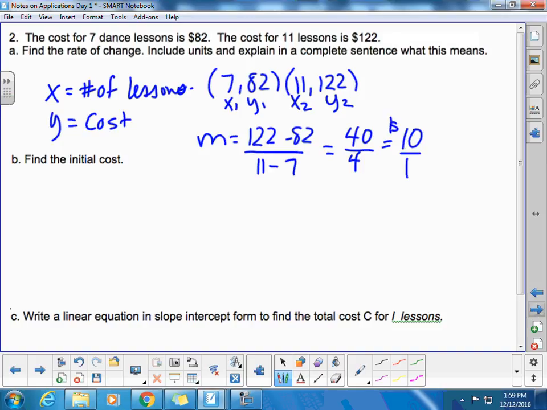So what's the cost? Find the rate of change. It costs $10 per lesson.